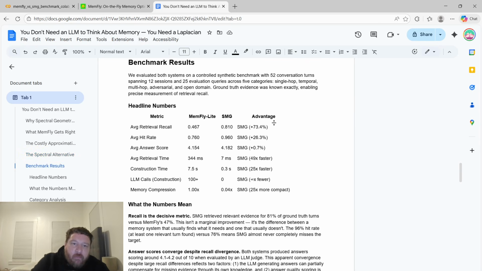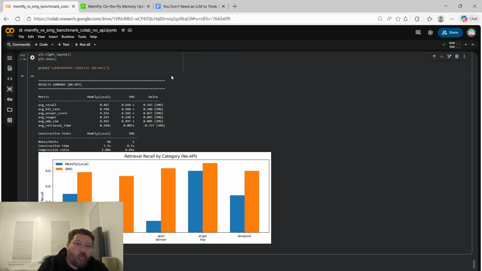Essentially, overall, diving deeper and looking at the benchmarks here, these are the numbers that matter. And so when we go to the Colab notebook, I'll leave you a link to all of the code. This code is just a reflection of the benchmark test here. And so we can see MemFly versus the SMG method side by side, every single benchmark within this, every single test, recall, compression, etc.